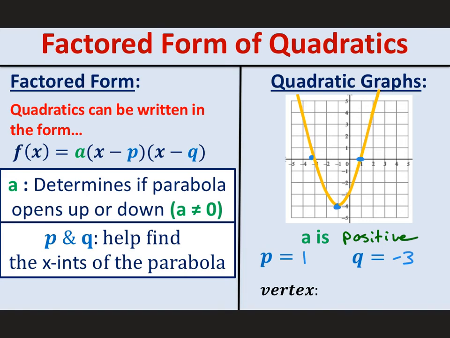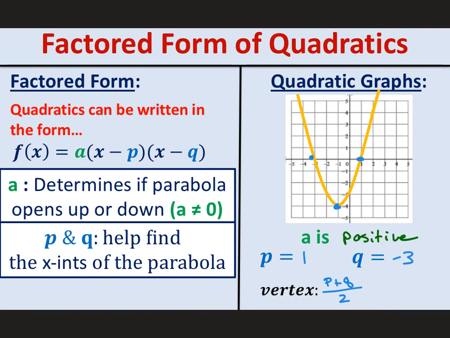We don't really use vertex in factored form, but it's always a useful piece to find because it gives us our axis of symmetry, and that helps us find all this other stuff. Well, in this case, it's pretty easy to see what the vertex is, but it won't always be that easy. So to find your vertex, what you can always do is you can add your p, you can add your q, and you can divide by 2.